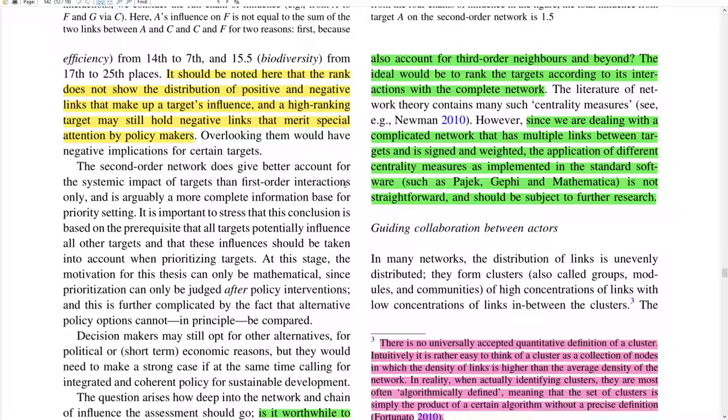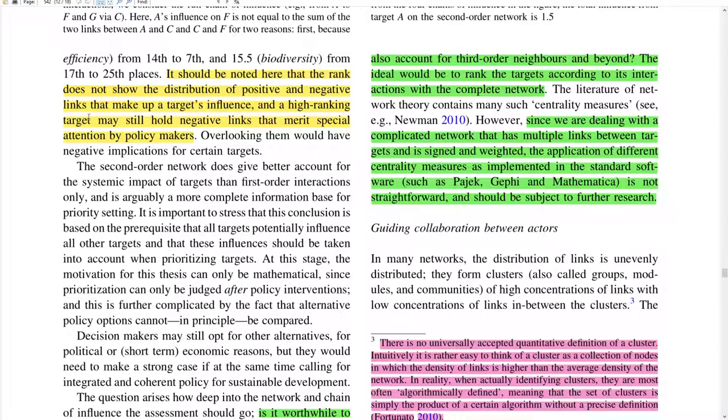So when they did this, they found that when they take into consideration second order interactions, the scoring actually changes, and a lot of the targets change places. It should be noted here that the rank does not show the distribution of positive and negative links that make up a target's influence. So it could be that a target has a lot of negative links, maybe a lot of minus ones or zeros, and a few plus threes, and that's why it's high ranked.